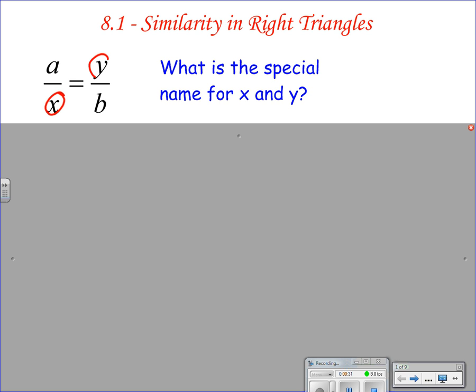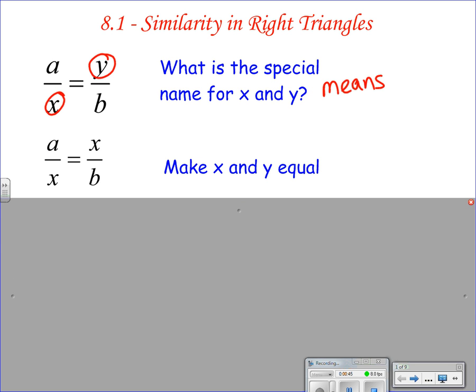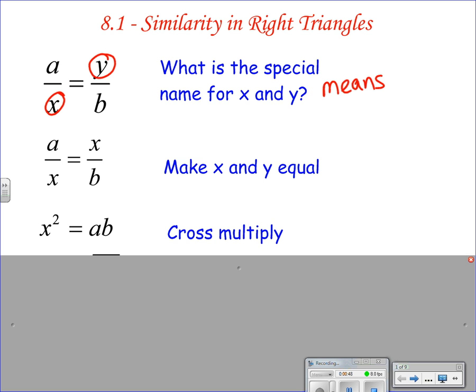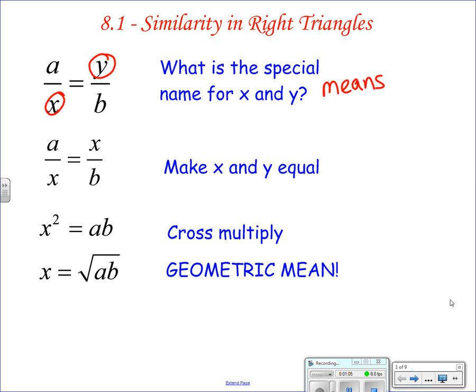These two pieces are called the means. And A and B are called the extremes. So when I make those equal, I'm going to make x and y equal. You cross multiply. And remember, that's technically a property of proportions. I square root, x equals the square root of A times B. That is called the geometric mean. So the geometric mean between two numbers is the square root of their product.